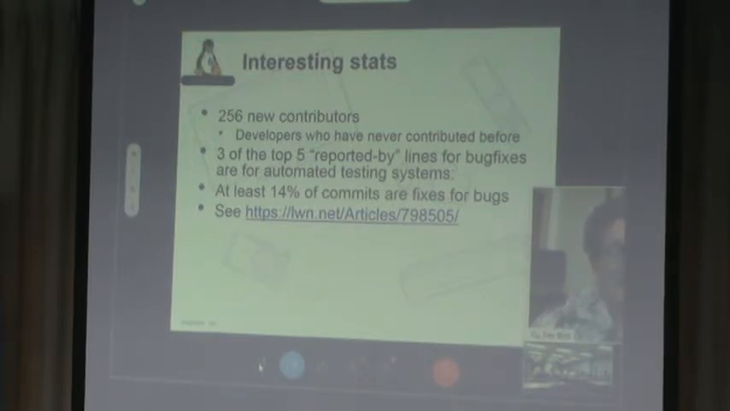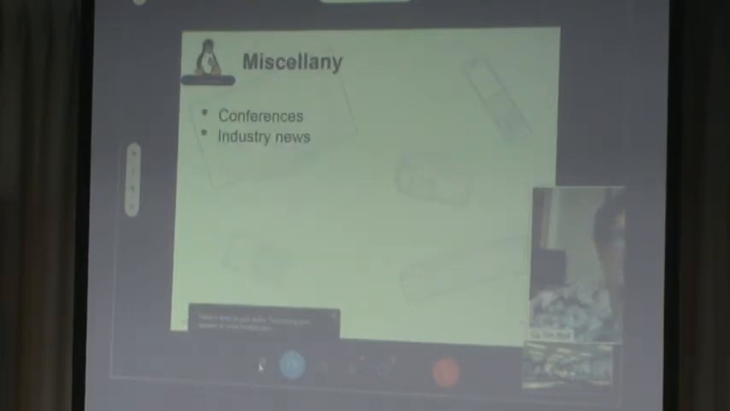That's interesting. And then at least 14% of all commits are fixes for bugs. So the way they're measuring that is they're looking for a tag in the commit message that says what bug is this fixing. And it's at least 14% because a lot of bug fixes do not have the tag in them. So we're having to fix a lot of stuff that we're breaking. And if you listen to Dimitri, we're breaking more stuff than we're fixing. So interesting.